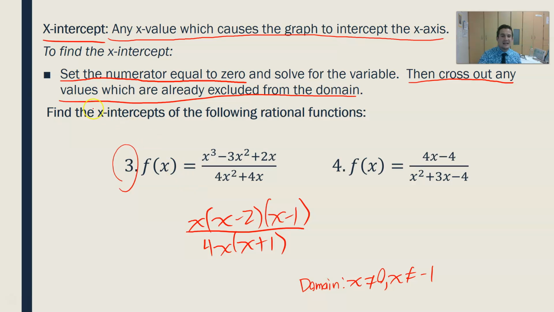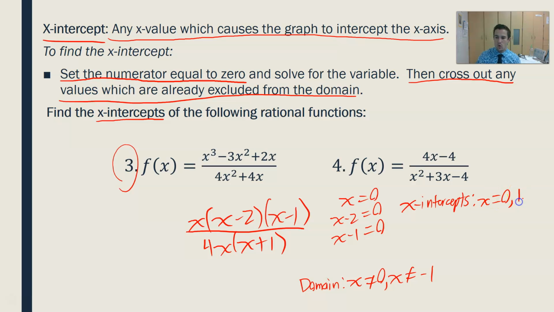So to find my x-intercepts, I'm going to set the numerator, or the top of this fraction, equal to 0. I have 1, 2, 3 factors in the top of this fraction. So I'm going to go ahead and set each of them equal to 0. x equals 0, x minus 2 equals 0, x minus 1 equals 0. So my x-intercepts are going to be at x equals 0, 1, and 2, because if I add 2 on both sides, add 1 on both sides, I get x-intercepts of 0, 1, and 2. So those would be my x-intercepts.